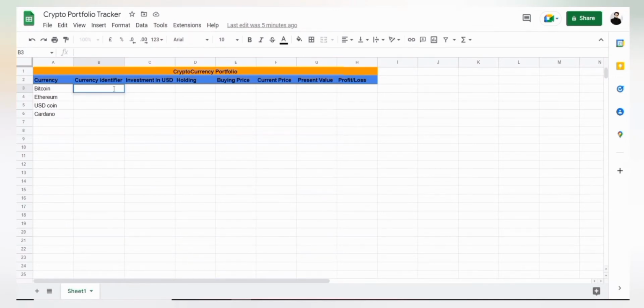Now our currency identifier is going to be different depending on our price source. Since we're using CoinMarketCap in this case, our currency identifier will be the URL slug on our main currency page. In this case, it is bitcoin in all small case for Bitcoin. So let's go ahead and enter bitcoin in small case, ethereum in small case for Ethereum, USD hyphen coin, and cardano in all small case for Cardano.